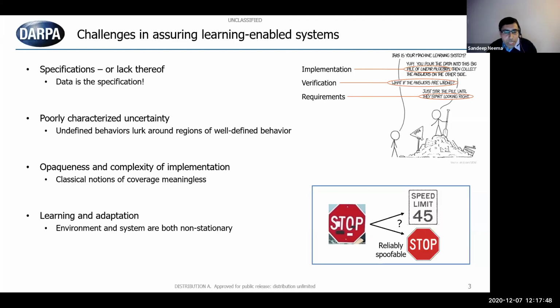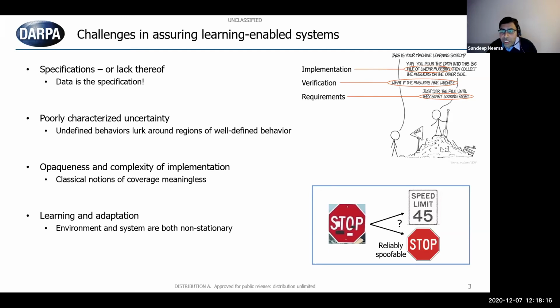Opaqueness and complexity of implementation. Against our classic notions of certification and assurance, standards like DO-178B look at it this way: if there's a particular piece of software that's deemed safety critical, then you're obligated to provide some assessment of coverage, or basically design test cases that cover the full branching behavior of that software component.